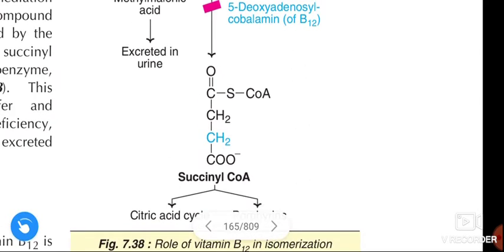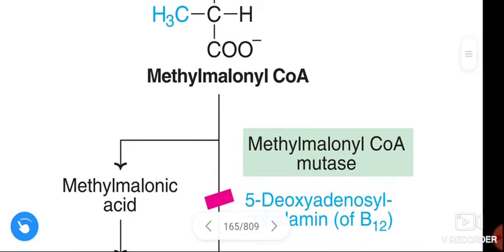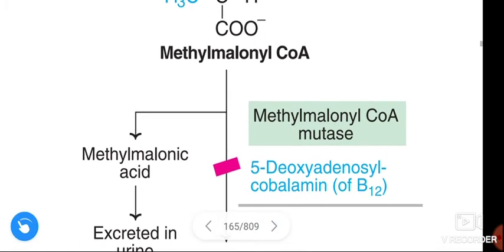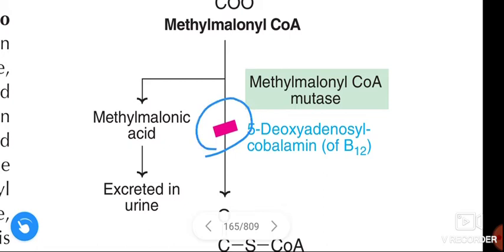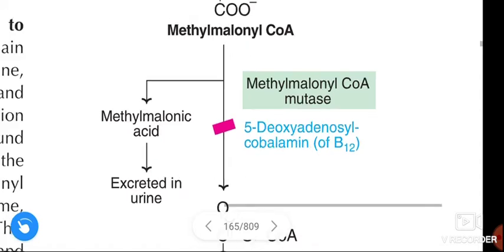Next, but in deficiency of vitamin B12, methylmalonyl-CoA accumulates and is excreted in urine as methylmalonic acid. But in absence of the coenzyme of vitamin B12, deoxyadenosylcobalamin, methylmalonyl-CoA accumulates and is excreted in urine as methylmalonic acid.